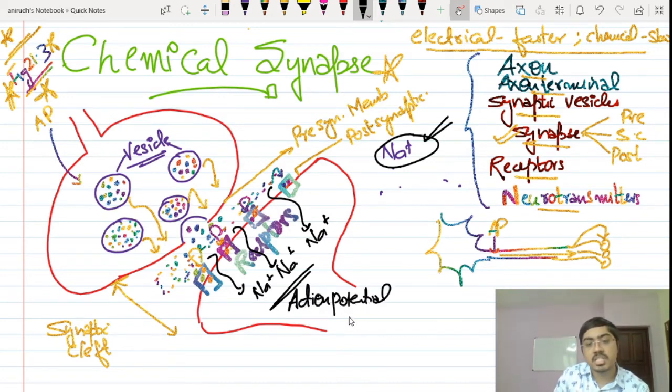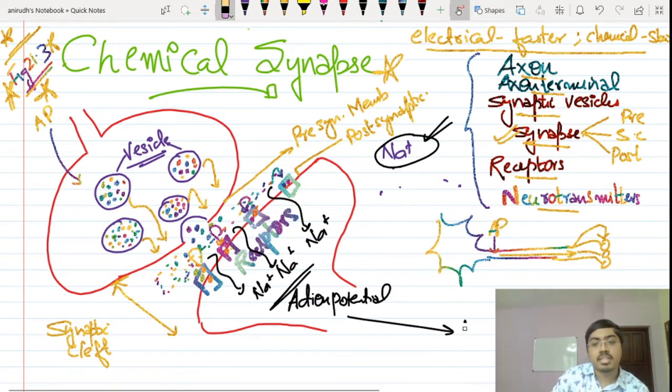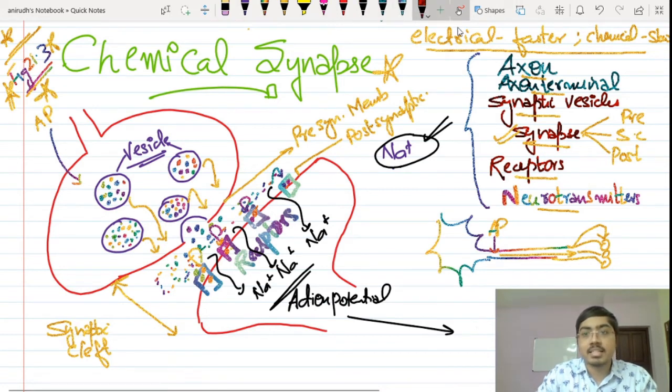And this action potential will transmit throughout the length of your axon. So it passes through the axon till it reaches the next synaptic knob. That's it. So I hope you got the idea over here. Let us now try to mark all the other things that are there in the textbook.